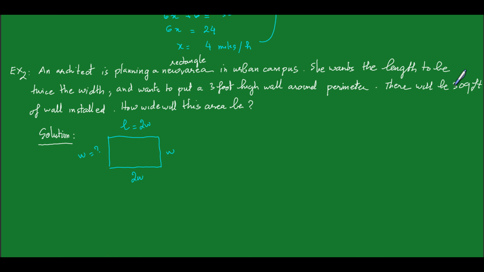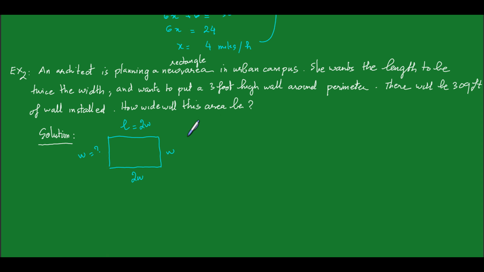And there will be 309 feet of wall installed. So it will be around that. We mean perimeter, right? The 3 foot high wall is nothing to do with the problem because that's the height of the wall. Who cares? Because they're asking you for the width. They put 3 foot, but we don't care about how high the wall is.